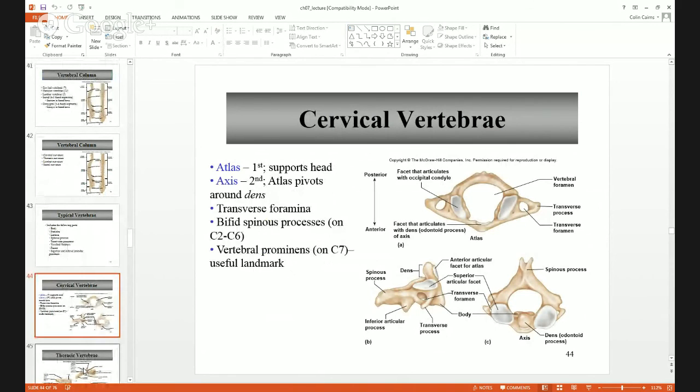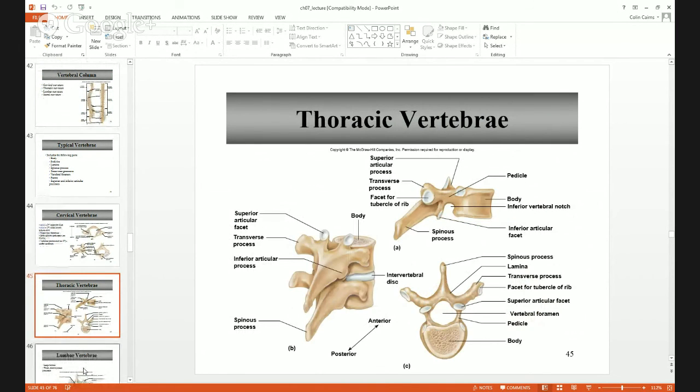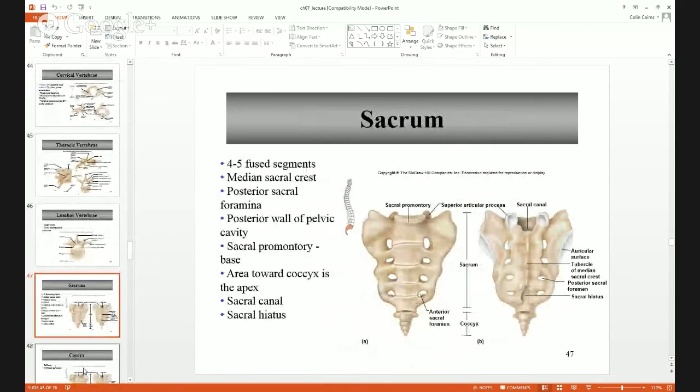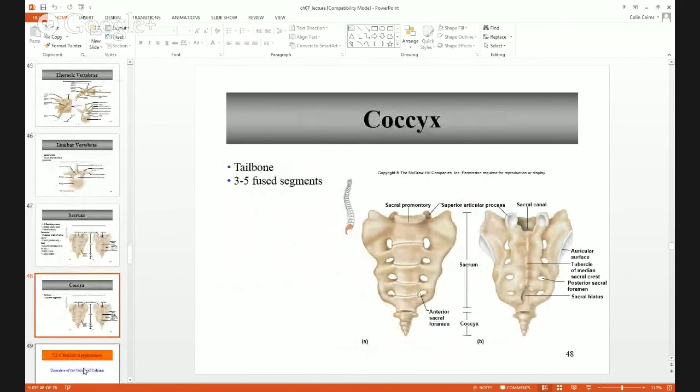The atlas supports the head. The axis is the second cervical vertebra. The atlas pivots around the dens, so you can turn your head. And looking at the thoracic, the difference in shape from the thoracic and lumbar and the sacrum and the coccyx.